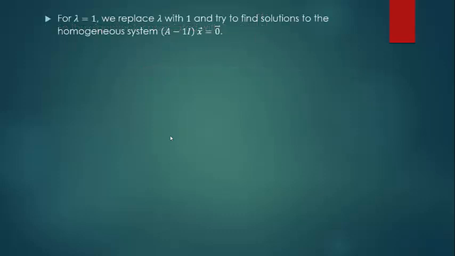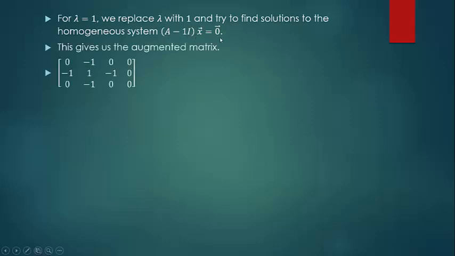So for lambda equals 1, I'm going to replace lambda with 1 and try to find solutions to the homogeneous matrix equation A minus 1I x equals 0. This involves setting up an augmented matrix. What I'm going to do is take that matrix with the 1 minus lambdas, and everywhere I see a lambda, I'm going to replace it with 1, and I'm going to augment a column of zeros. So again, we just need to row reduce. So I'm just going to go through that, and feel free to pause if you want to slow things down.